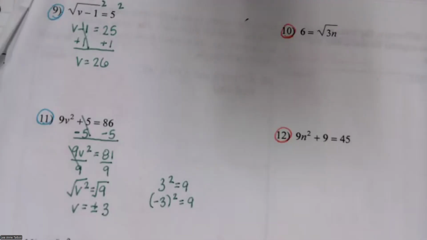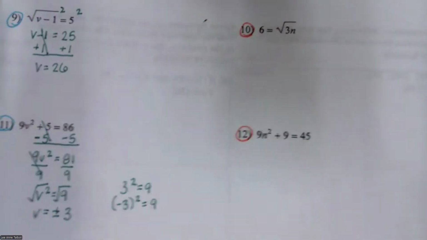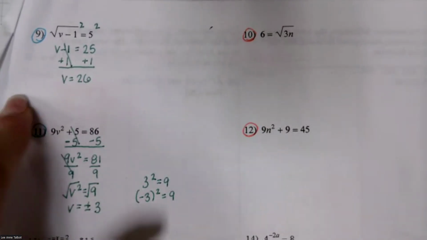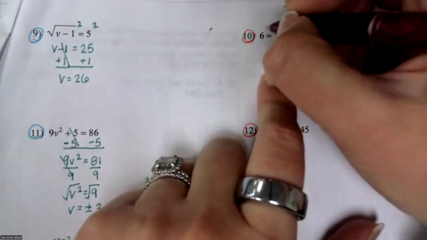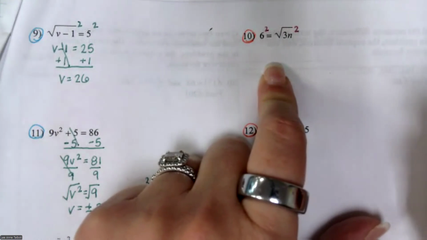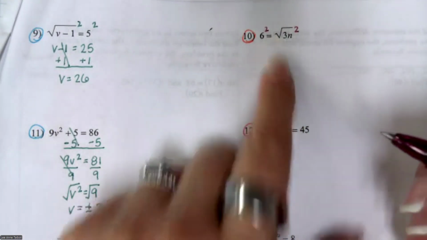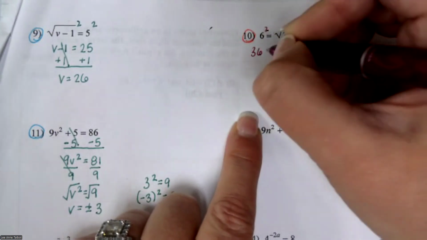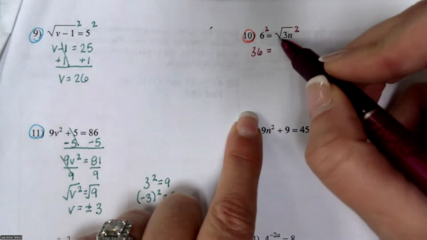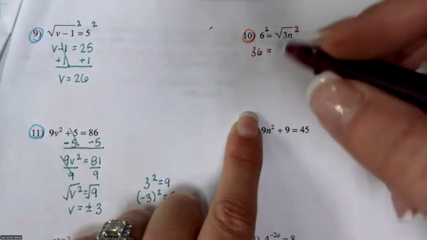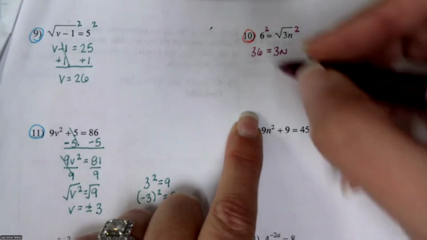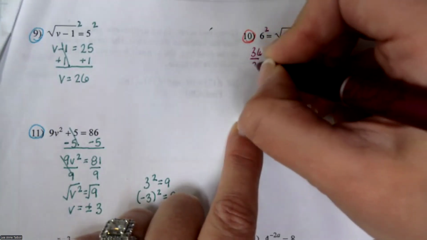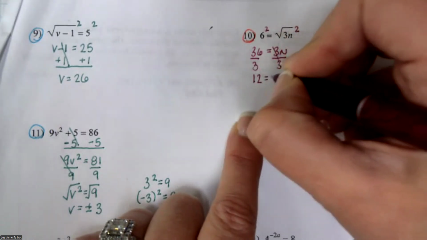Okay, so we're going to start with these two and just take a look at 9 and 11 here to help you. So we have a square root in our problem. To undo a square root, we square. 6 squared is 36. And then on this side, the square root and the squared cancel, and I have 3n. Divide by 3 on both sides. 12 equals n.